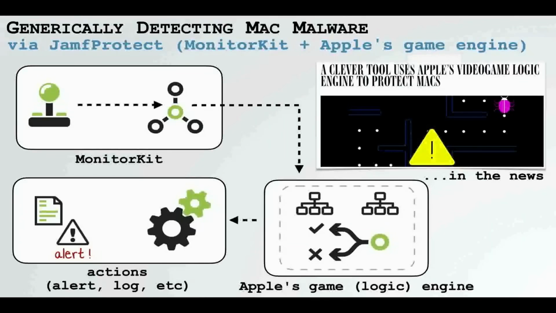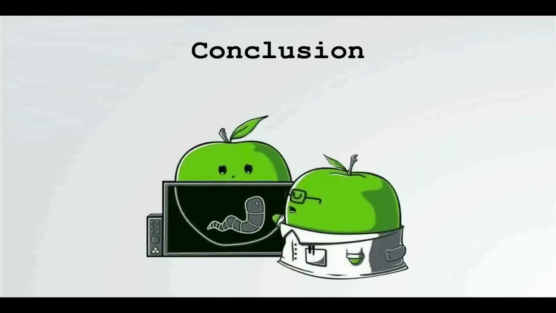So at Jamf, we implement such monitoring logic in a framework we call Monitor Kit. We then feed that monitoring data, as well as our analytics and rules, into Apple's game logic engine for evaluation. This gives us a powerful endpoint detection capability, uniquely tailored for macOS. And kind of neat, not to really brag, but based on our current rules, we were actually able to detect this exploit chain with no a priori knowledge. Pretty neat. All right, so let's wrap everything up.